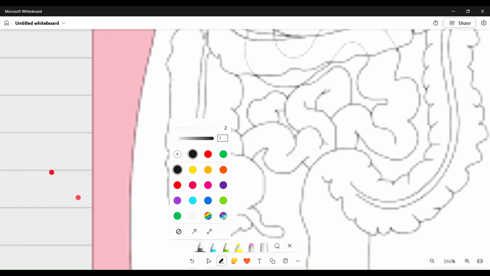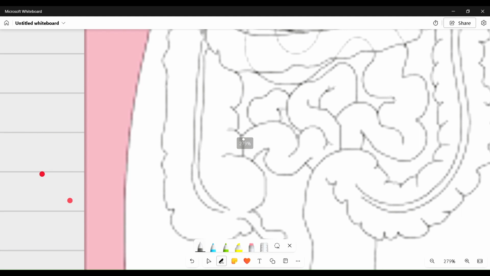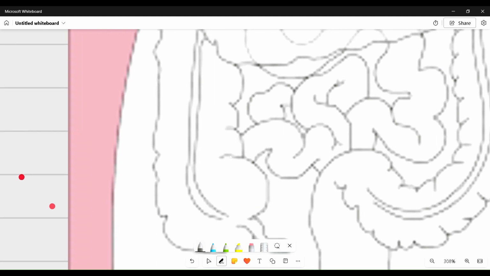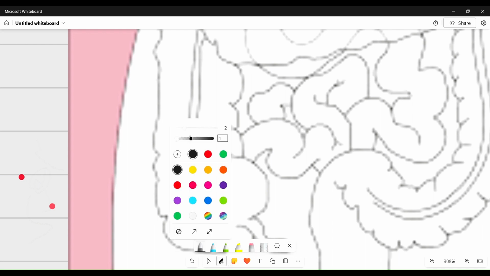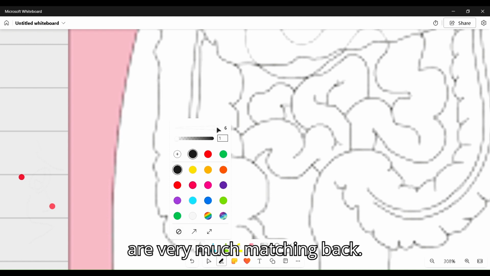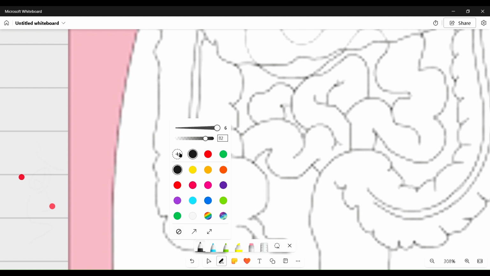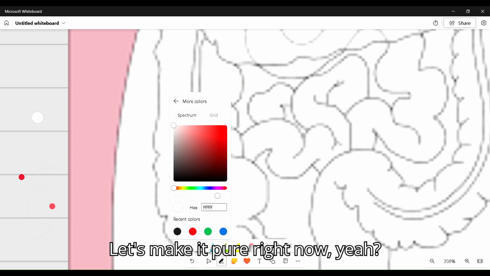Okay, and in the large intestine, hmm, why can't I erase it? Why can't it be erased? Okay, I think the color is matching too much. That's why. Let's make it pure white now.